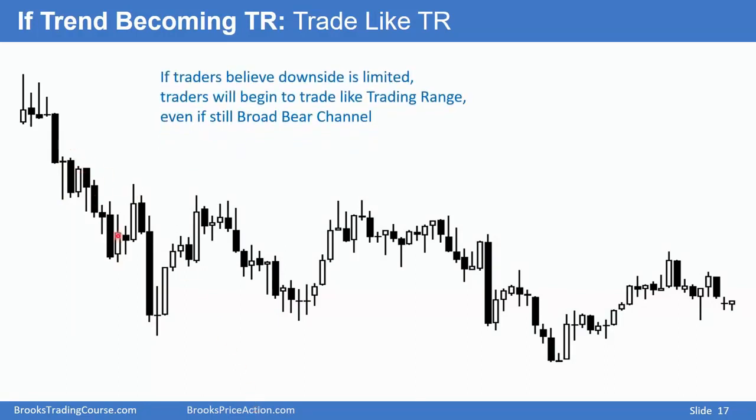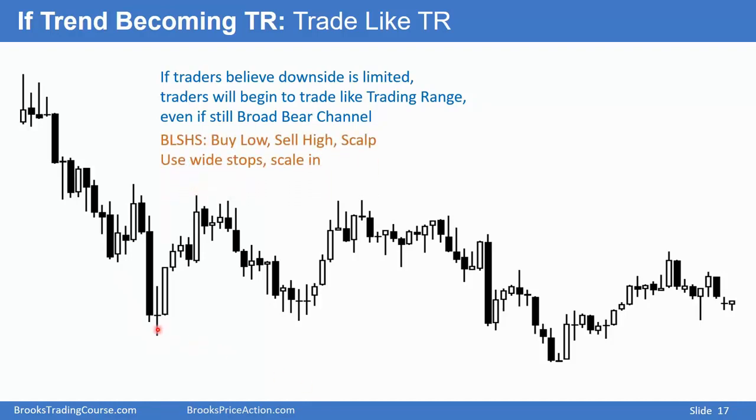Once traders start to believe that the downside is limited, they'll begin to trade it like a trading range. Even if it's still in a broad bear channel, we're still getting lower highs and lower lows, even though this low is above that low. So it's still a bear channel, but the reversals up are big enough for bulls to make money buying. Whenever the market's in a broad bear channel, traders usually trade it like a trading range. They buy low, sell high, and scalp, because a broad bear channel like this also is a trading range much of the time.